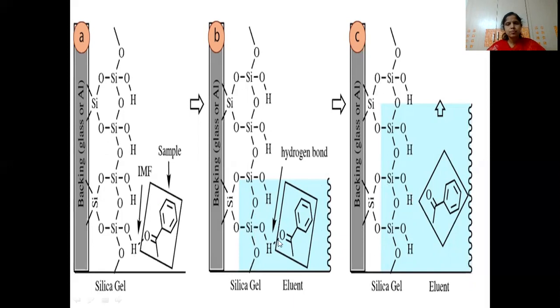How is it getting adsorbed? By formation of this hydrogen bond. So an intermolecular hydrogen bond is formed between the sample and the silica gel. Now after it gets adsorbed, we place the slide in a solvent, where the solvent is acting as a mobile phase.